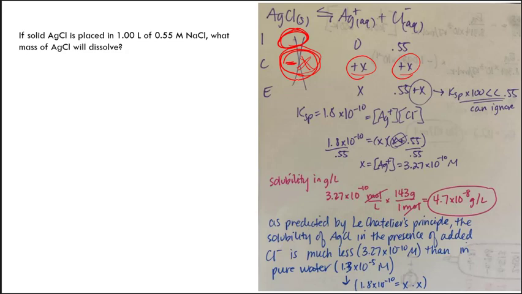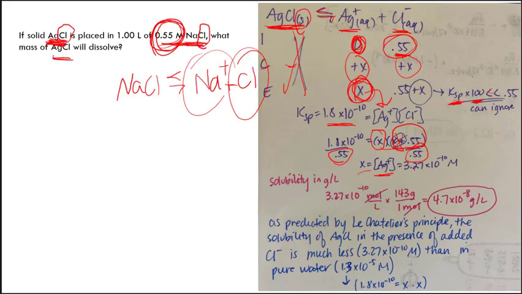So at equilibrium, I'm going to have whatever that initial amount is minus x. So solving for x, while yes, that is my silver concentration, that is also how much of my precipitate will be dissolving: 3.27 times 10 to the negative 10th molarity. And because I have a 1 to 1 to 1 ratio, my silver concentration, we can say, is my silver chloride. The amount of silver chloride that will dissolve is 3.27 times 10 to the negative 10th moles per liter.